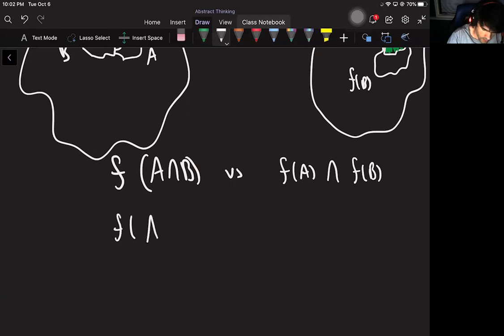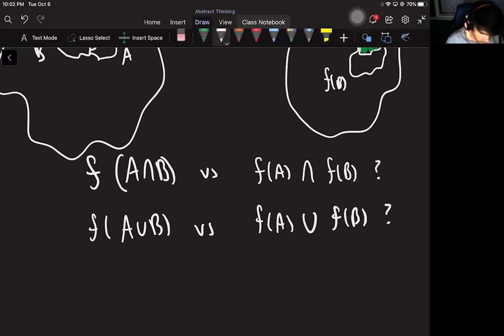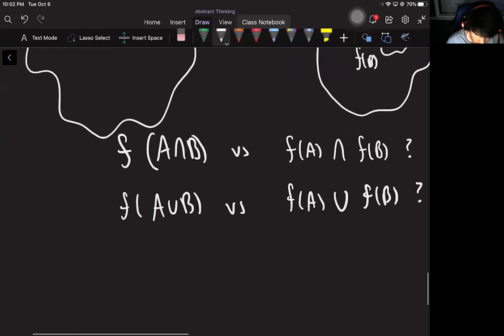So how does that compare? How does it compare if I union, then send that set over, versus if I send each of them over independently, then I union them? How do these things compare? And there are interesting answers to these questions. It's not so straightforward. So here's the first result, theorem.